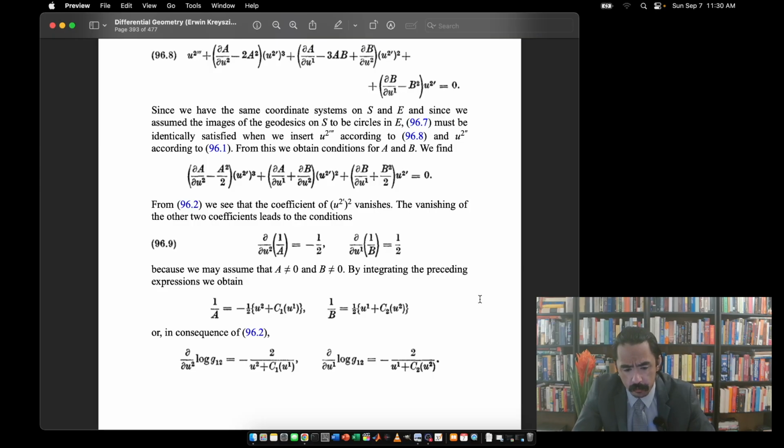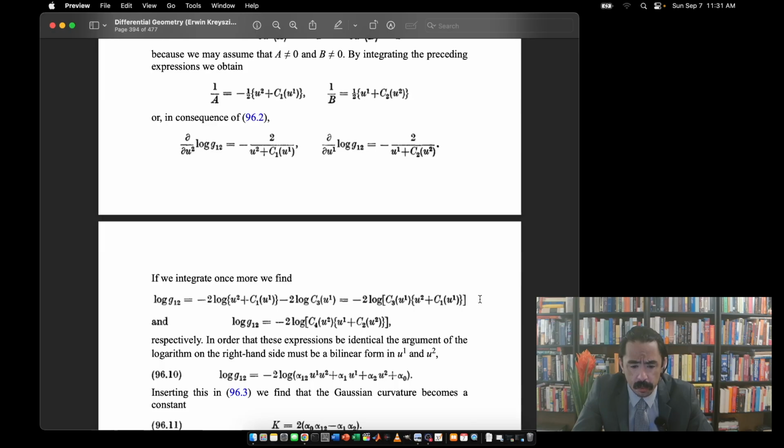The vanishing of the other two coefficients leads to the conditions where the partial with respect to u2 of 1 over capital A is equal to negative 1/2, and the partial with respect to u1 of 1 over capital B is equal to positive 1/2, because we may assume that capital A and capital B are non-zero. By integrating the preceding expressions, we obtain that 1 over capital A is equal to negative 1/2 times the quantity u2 plus capital C1 of u1, and 1 over capital B is equal to 1/2 times the quantity u1 plus capital C sub 2 in terms of u2.